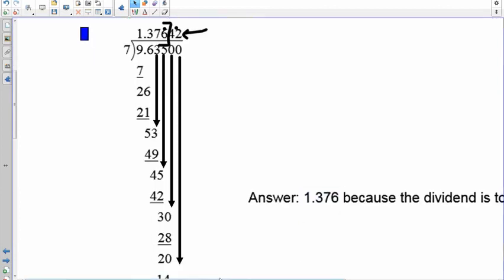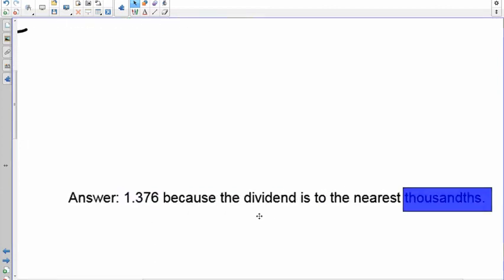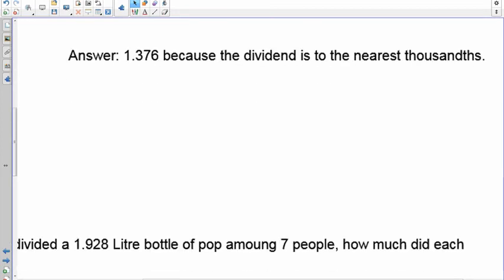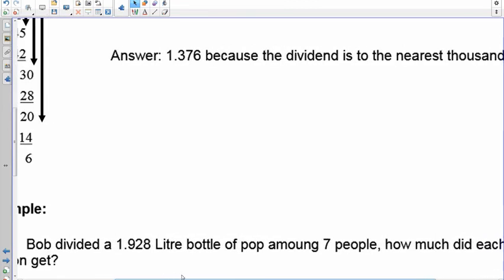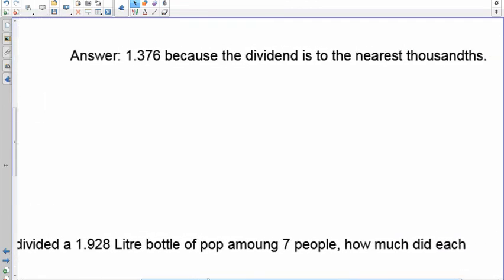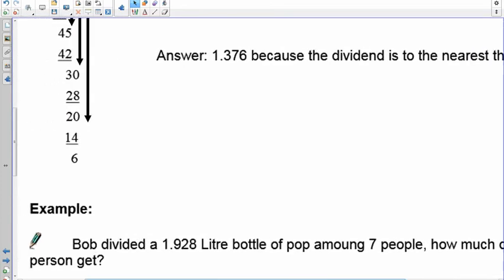So it's important that you keep track of what you have to divide to, or you can make yourself do a lot of extra work. All right, so here we go. Bob divided a 1.928 liter bottle of pop among 7 people. How much did each person get?